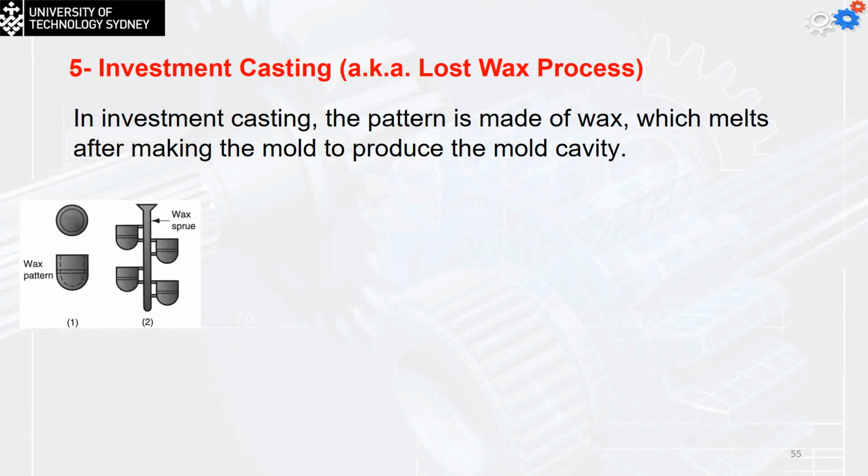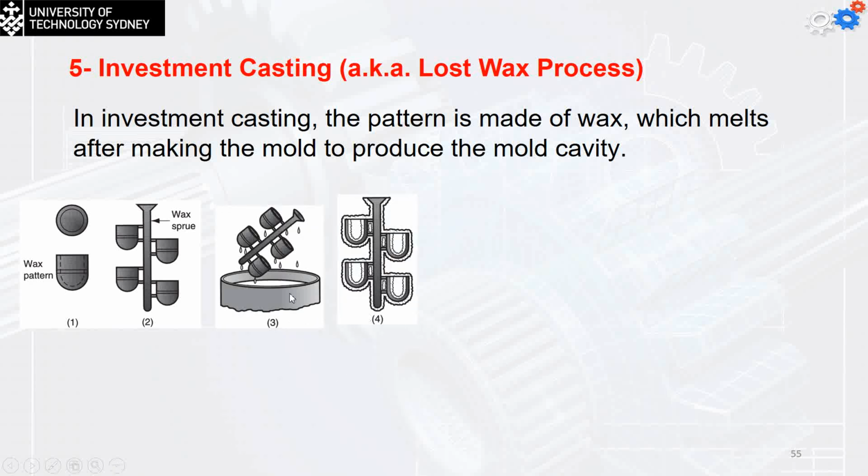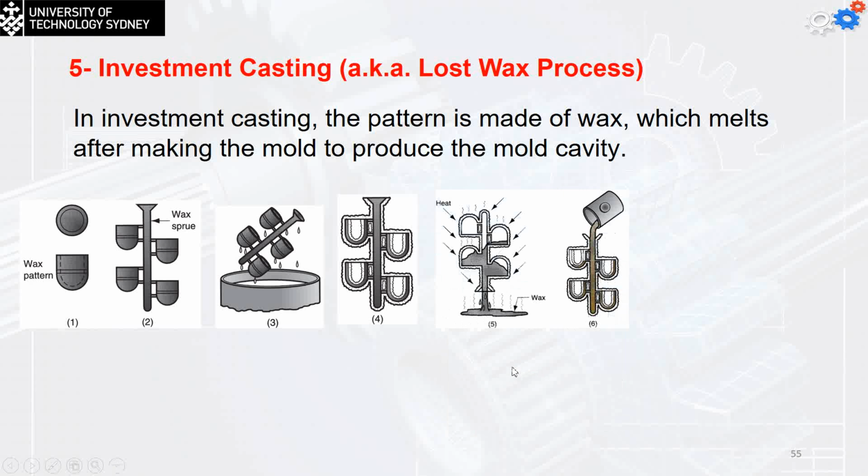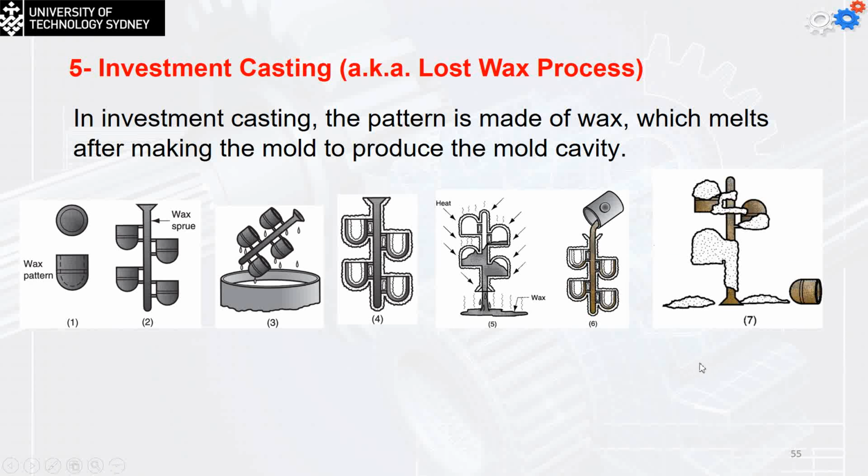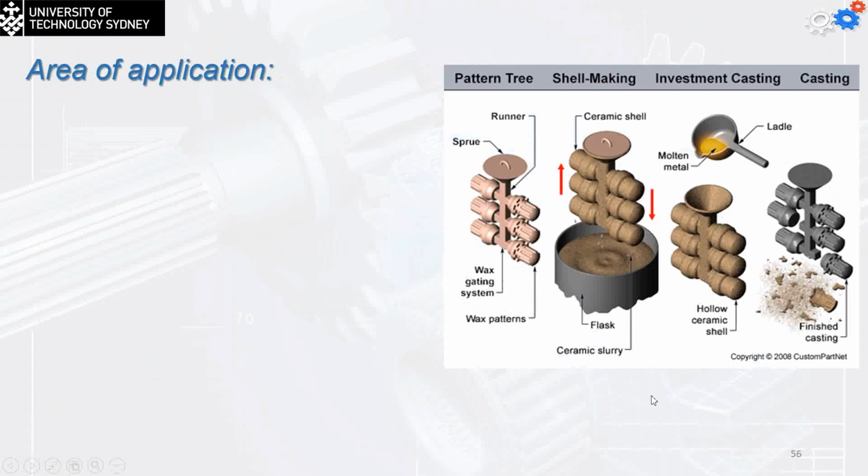So this is one of the processes. I'm going to make the pattern, fix it on the wax sprue, and then dip it in, for example, a ceramic material, leave it to solidify, having the shell, and heat it up. I'm going to get rid of the wax inside, fill with the molten metal, and after the solidification I can remove the shell and get the cast part.